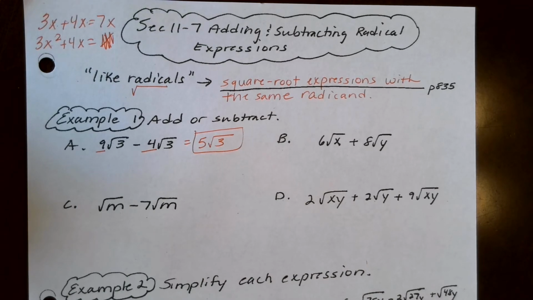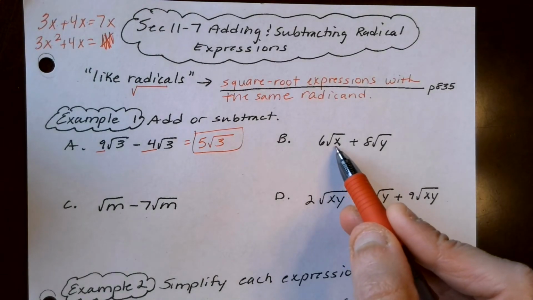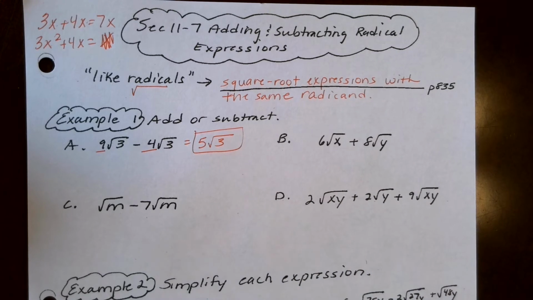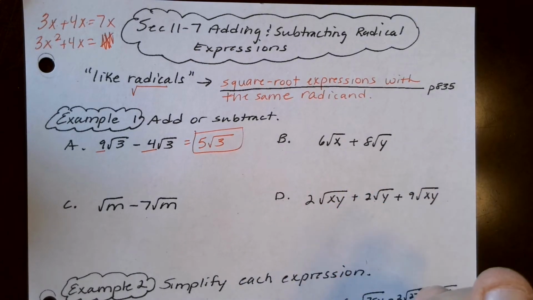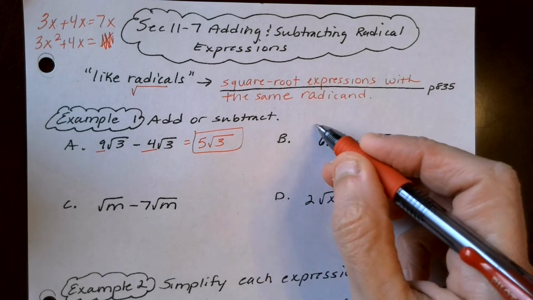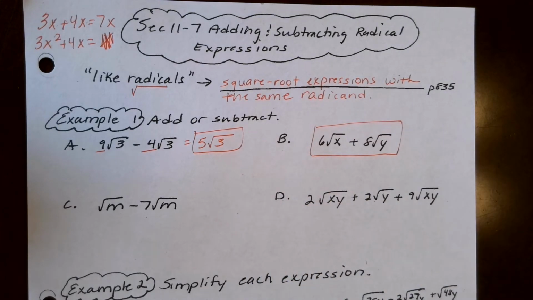Okay? So when we look over here, 6 root x plus 8 root y. Are they like radicals? No, they're not. Square root of x, square root of y, those are not the same. So guess what? You can't do anything with this. If it's multiplied, we talked about how to multiply. We could do that. Or maybe we didn't quite talk. No, I don't think we quite got into it yesterday. We'll get into that more later.